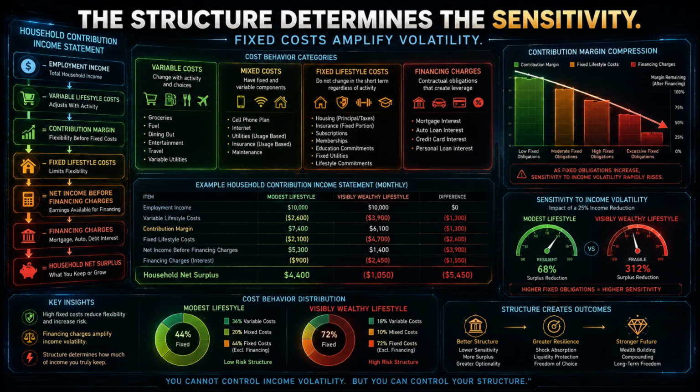Here's the structure. We begin with employment income. Then we subtract variable lifestyle costs. Examples of these include groceries to a certain extent, fuel to a certain extent, discretionary entertainment, dining out, travel, variable utilities. Once we subtract these variable lifestyle costs, this gives us contribution margin.